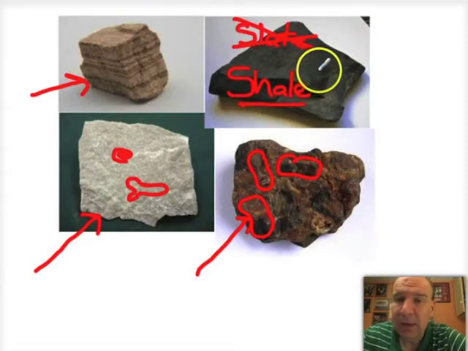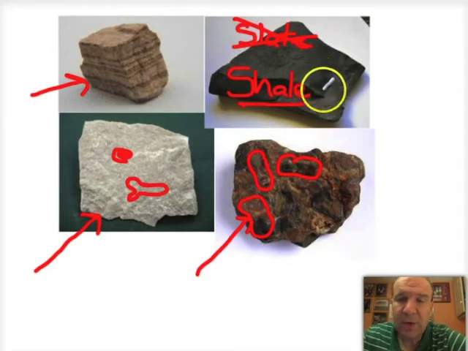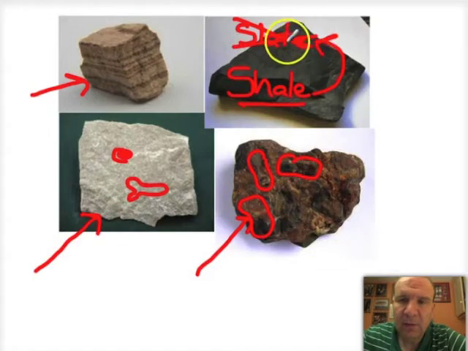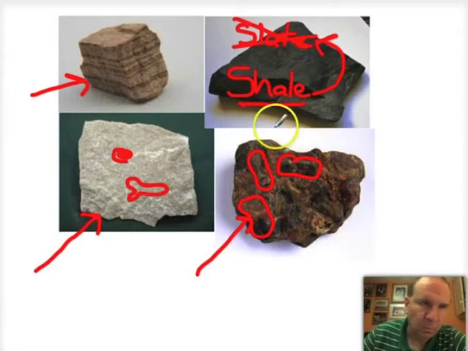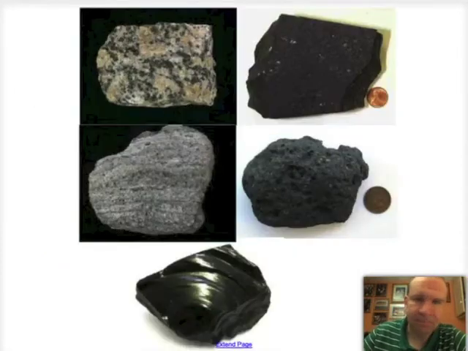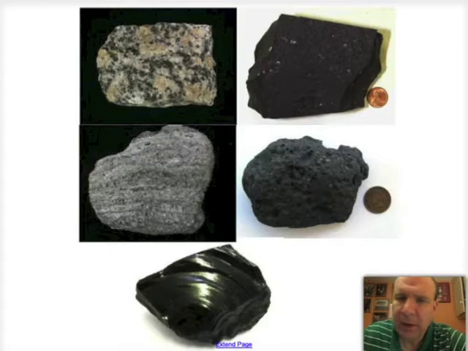And a lot of times clay will get compacted together, subjected to heat and pressure, and it will create your slate. So it's still dark, it looks a lot like slate, but you're not going to find those thin layers that you did in the other rock. Slate. So here are our igneous rocks.